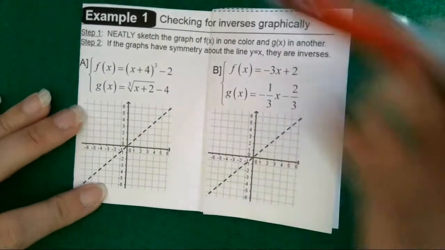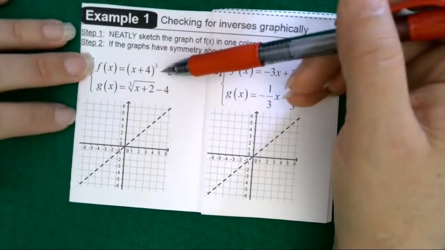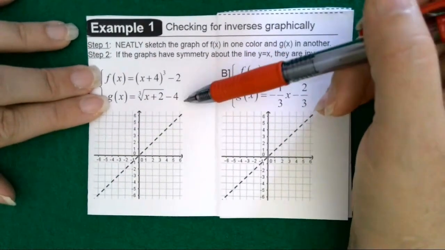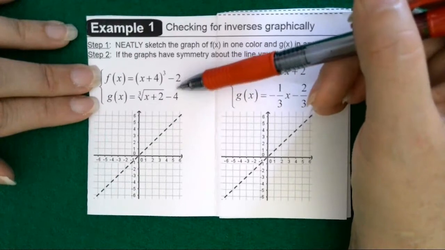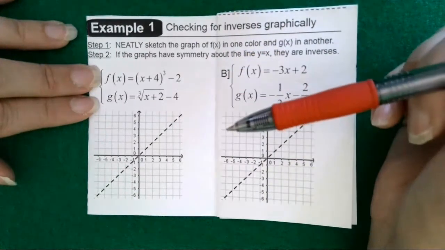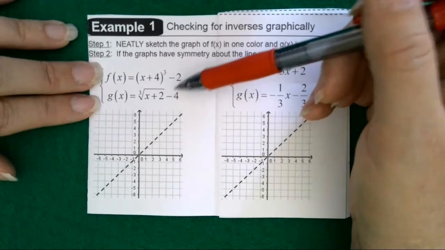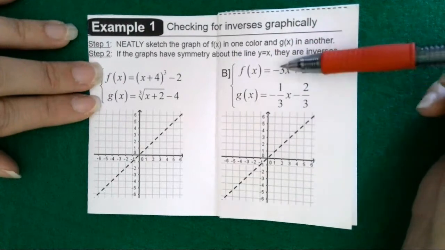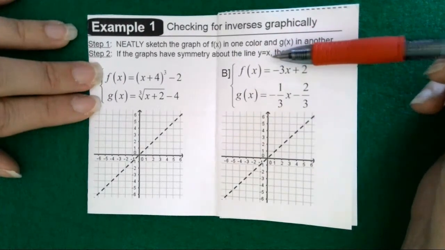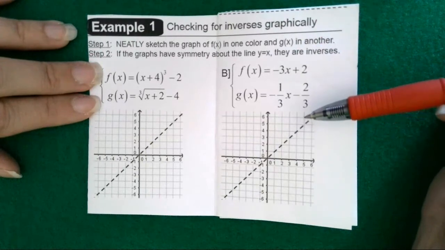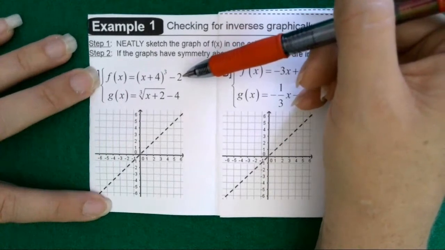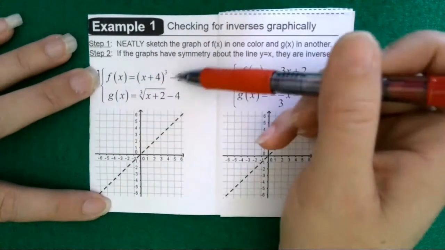Okay, so in example 1, we're looking to see if in A, if the function f of x and g of x are inverses. And we're going to check that graphically by sketching each of these functions in a different color on the coordinate plane, and then looking to see if those graphs do have symmetry about the line y equals x, right? If they have symmetry over that diagonal line y equals x, then the graphs are inverses of each other.